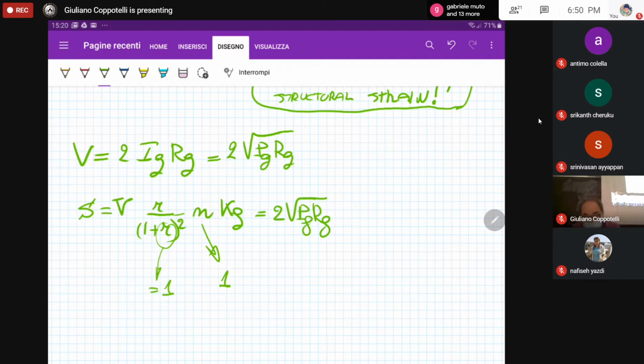So the sensitivity here is equal to 2 times the square root of PgRg, then 1/4, that is R over (1 plus R) squared, then 1, then kg. So at the very end, the sensitivity is equal to 1/2 kg square root of PgRg.